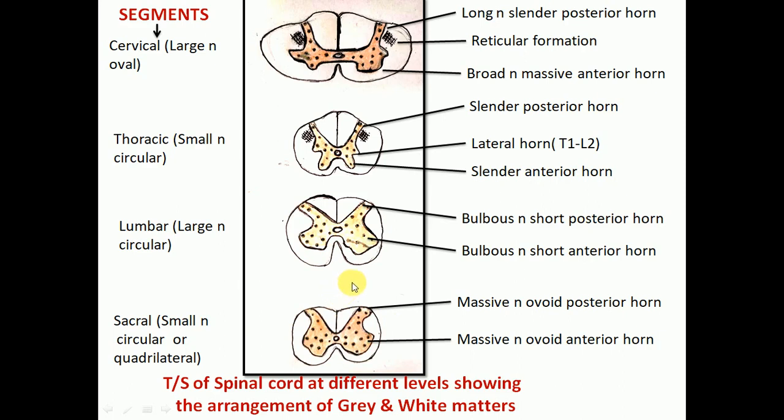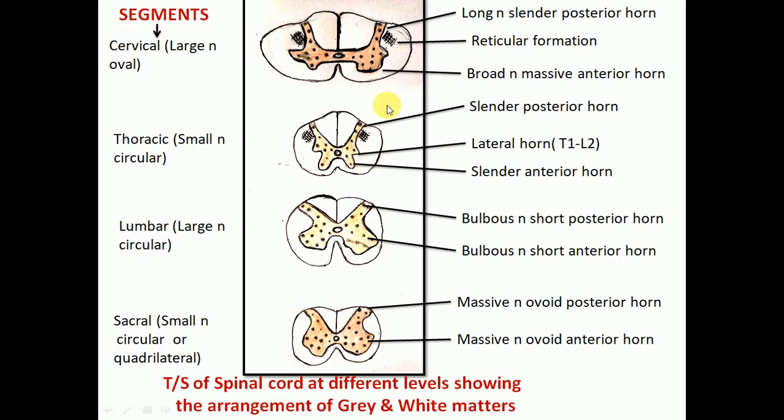When we talk about the mass of the gray matter present at the different levels of the spinal cord, in the cervical region, particularly the posterior horn is long and slender. In the thoracic region, it is slender. In the lumbar region it is short and bulbous, and in the sacral region it is ovoid in shape and massive. While the lateral horn can be seen between thoracic segment 1 to lumbar segment 2, and that can be clearly seen here. In the remaining part it is absent.